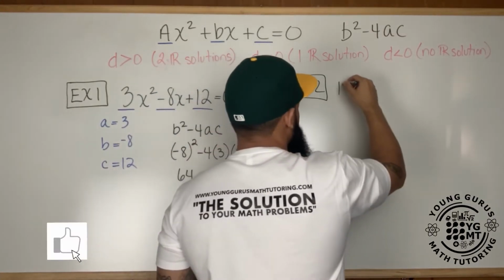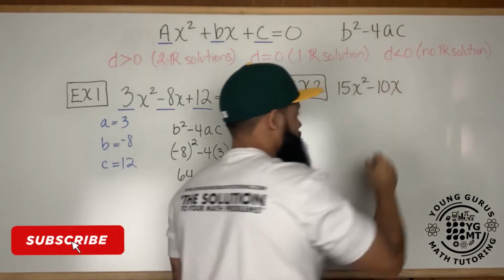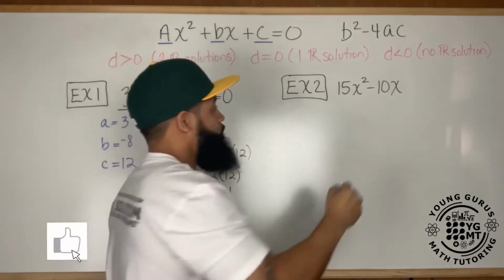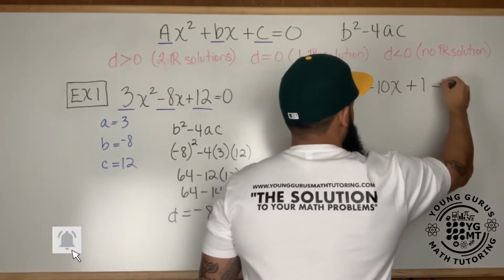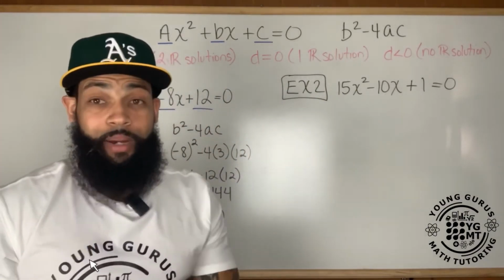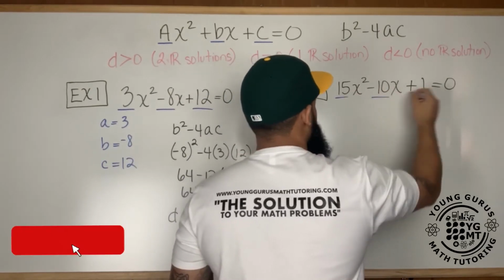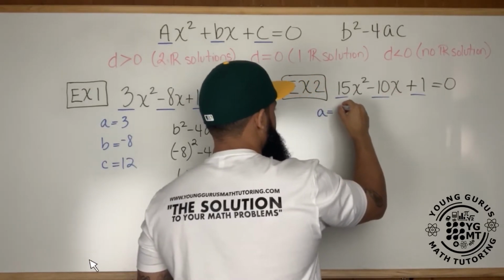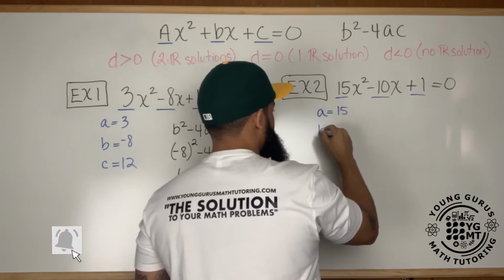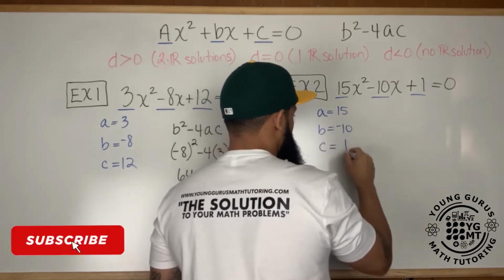15x squared minus 10x plus 1 equals 0. Okay, and once again, I want to identify my A, B, and my C. There, so A this time is 15, B equals negative 10, and C equals 1.